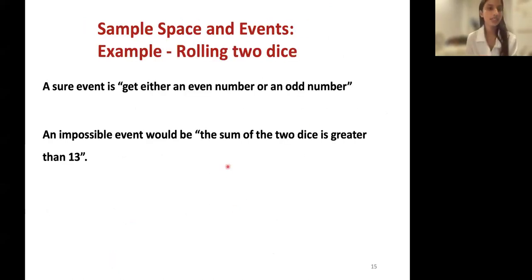Again, a sure event is getting either an even number or an odd number on the die. But an impossible event is the sum of the two dice being 13. That is impossible because the maximum sum would be 6 plus 6, which is 12. So 13 is an impossible event.